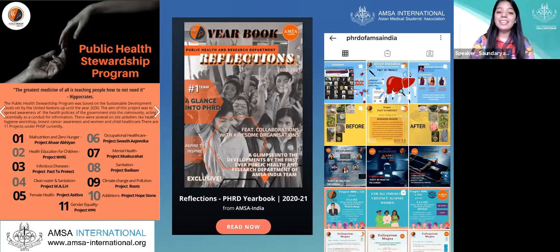So recently we released this book, yearbook, Reflections for Public Health and Research Department. And this contains kind of a summary of all our work in the past year. It has all the events we worked on, a bit of information about the events, and a message from the entire team of Public Health Research Department, 64 members strong. And on the leftmost end are the other 11 projects stated with their basic aim. And the rightmost end is the favorite Instagram page I follow, Public Health and Research Department.